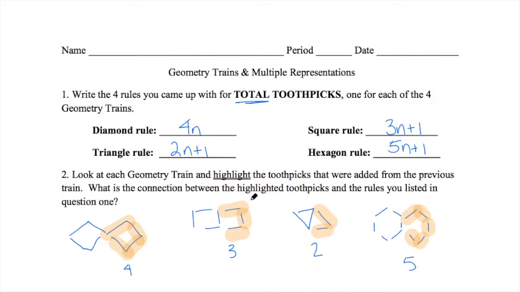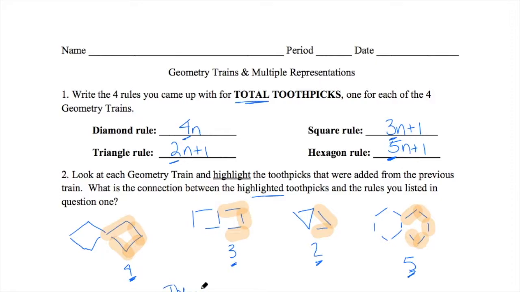So we're looking for a connection between the highlighted toothpicks and the rules. Okay, so diamond, square, triangle, hexagon. Pausing for you to make some connections here. Hopefully you're seeing that in the hexagon, there is a 5 in its rule. There are 5 new highlighted toothpicks. In the triangle, 2 highlighted toothpicks. There is a 2 there. In the square, 3 new toothpicks. 3 in the formula. In the diamond, 4 new toothpicks. 4 in the formula. You might have even noticed something more specific than just that the number is somewhere in the formula. That number is in a specific spot in the formula.